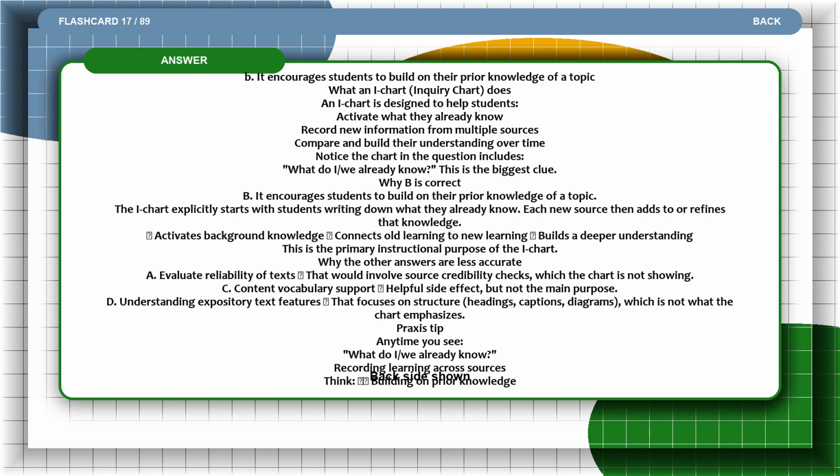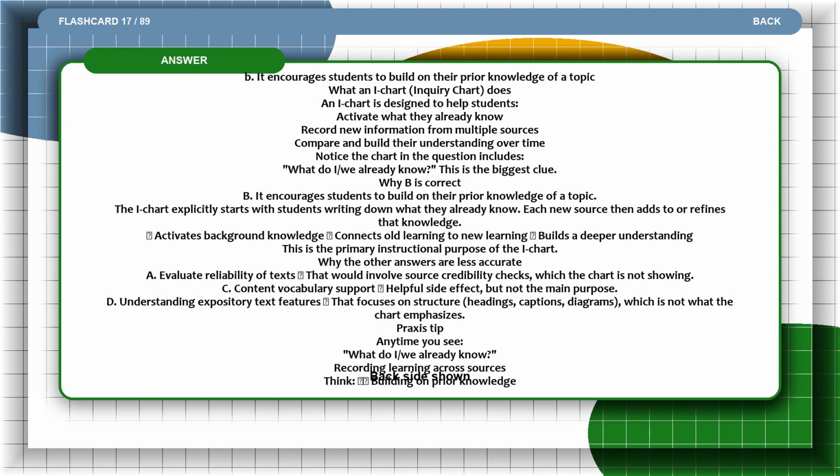Why B is correct. It encourages students to build on their prior knowledge of a topic. The I chart explicitly starts with students writing down what they already know. Each new source then adds to or refines that knowledge. It activates background knowledge.